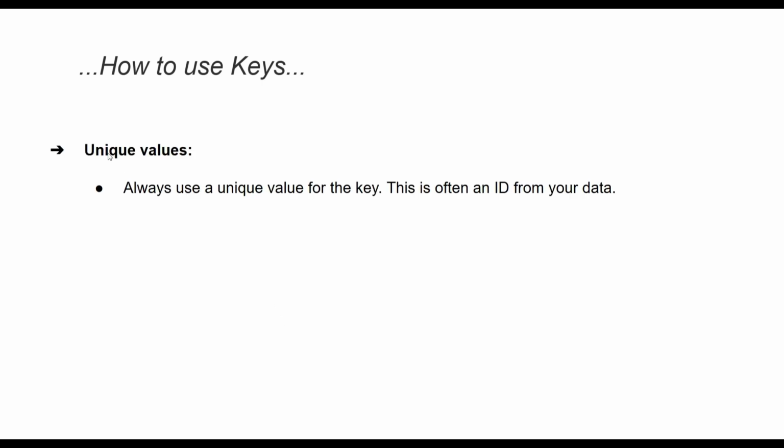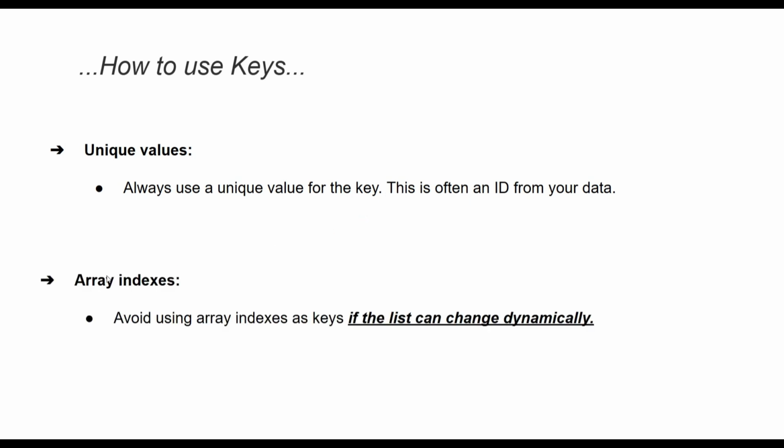And now let's look at the proper ways keys are to be used. When we are working with keys, we should make sure that every key is unique, right? So always use a unique value for the key. This is often an ID from your data. Ideally, the key of an item should be the ID of the data that we're trying to display on that list.